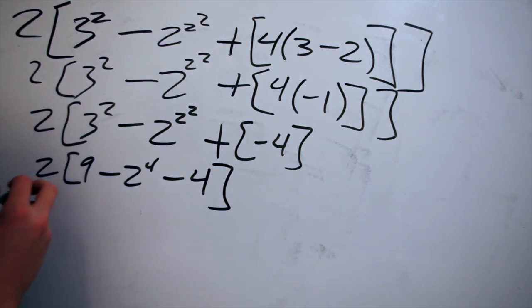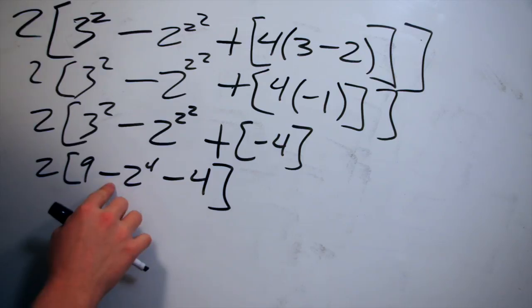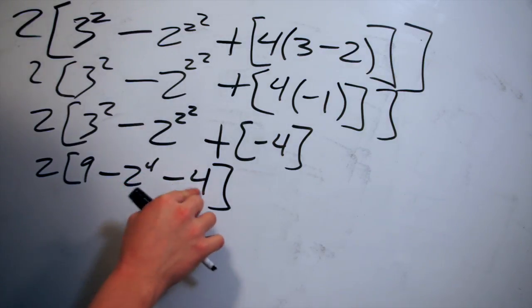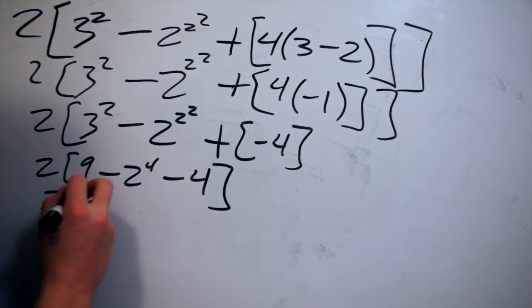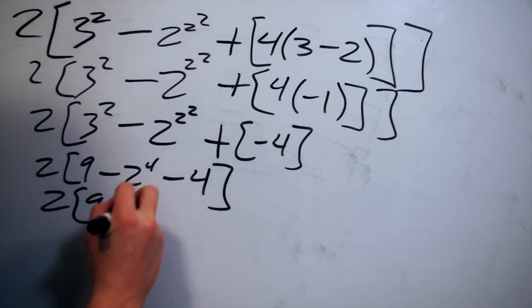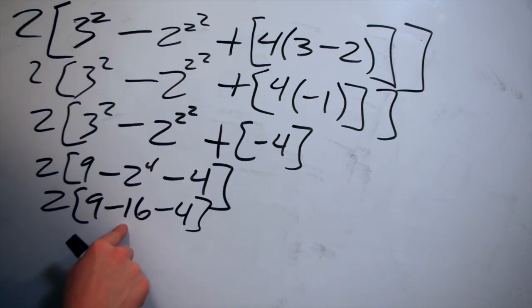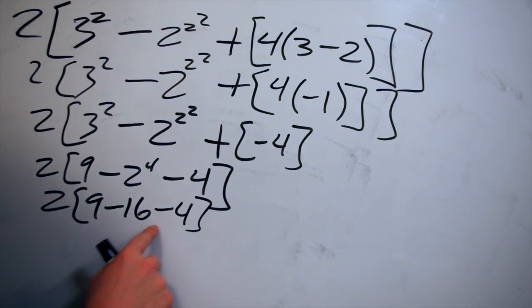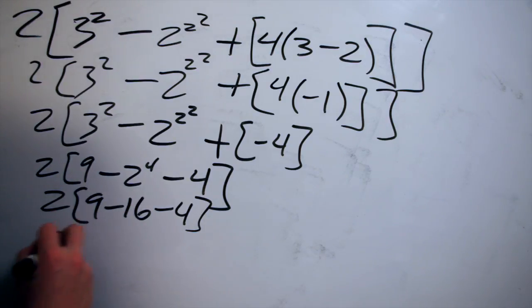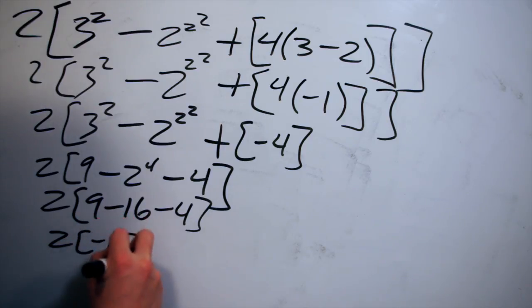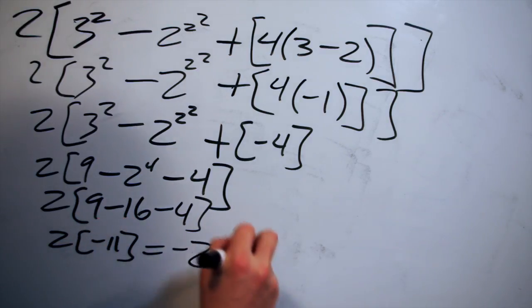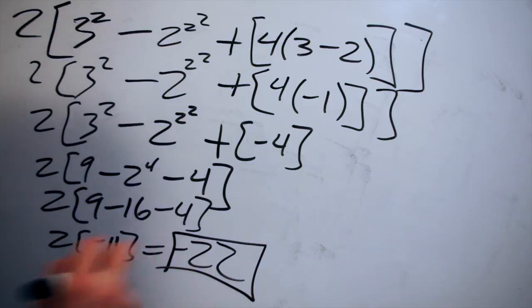So we get 3 squared is 9 minus 2 to the 4th minus 4 because that parentheses just disappears. Then we're going to subtract all of those numbers because 2 to the 4 is 16. So 9 minus 16 minus 4, and that'll give us a negative 11. That will multiply by our 2, and that'll give us negative 22. And we can box that up and go.